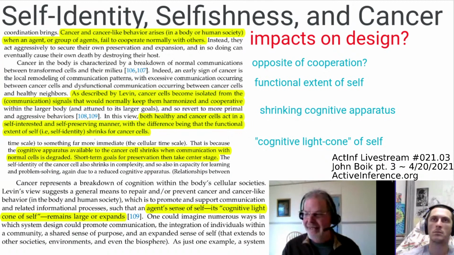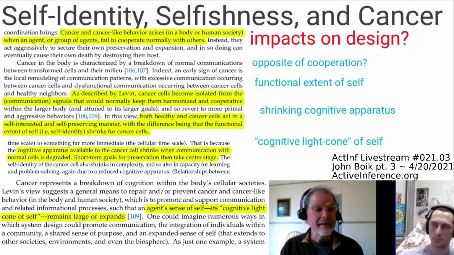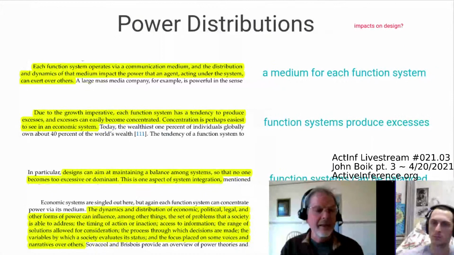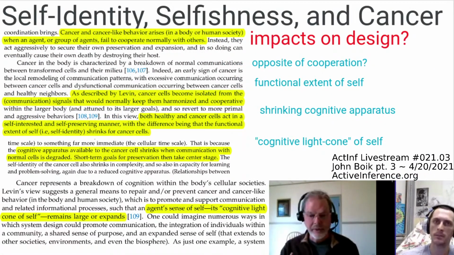Right. So the cancer is informative in this sense. My background is in cancer biology, and it's a never-ending source of information, to look at the complexity of the situation surrounding cancer. So that's it. We can design systems so that the cognitive light cone of self is expanded rather than contracted. And that's going to go a long way towards encouraging cooperation, encouraging coordination, encouraging group problem solving on group problems.